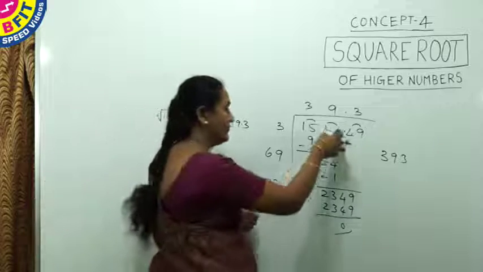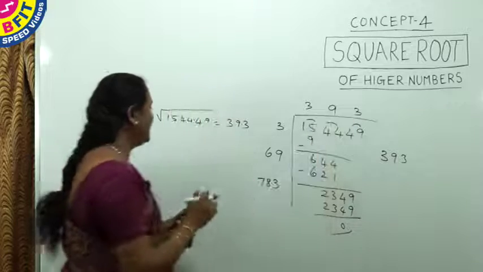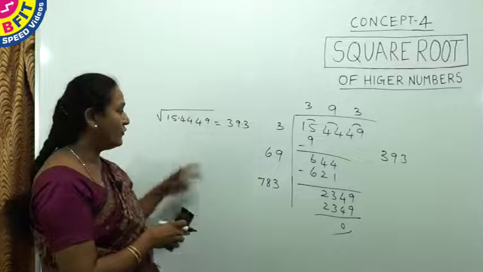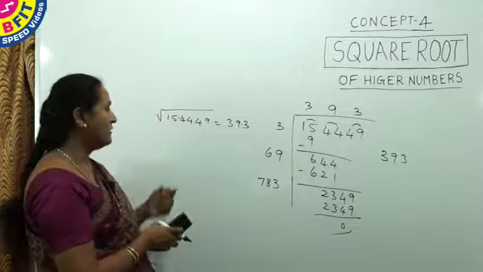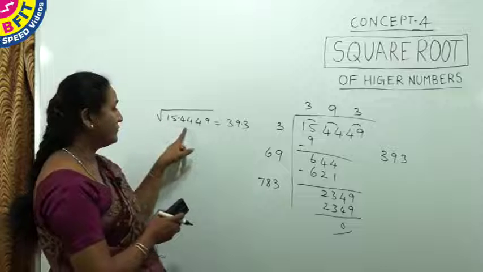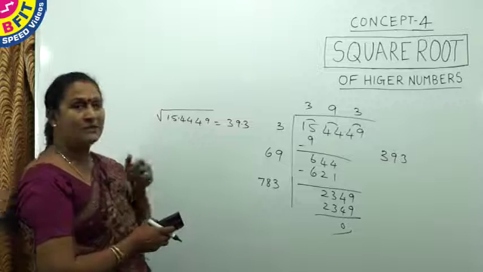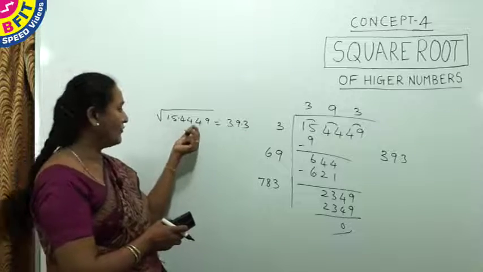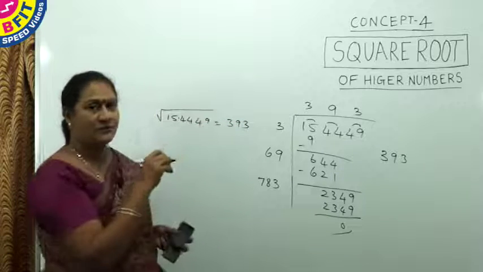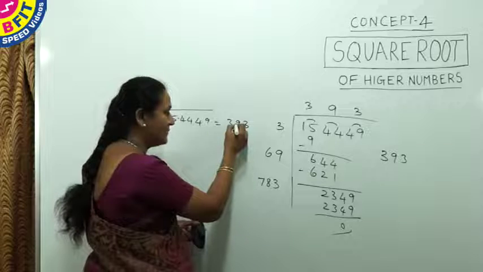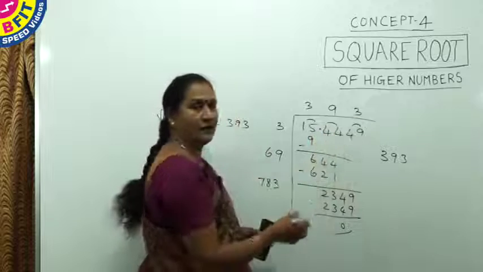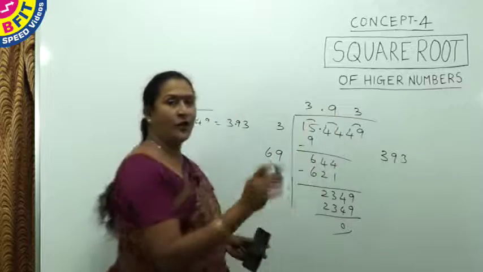Say suppose we have the decimal after 4 places, from right to left. What will be the answer? We have 4 decimal places, so we can use this answer. The root of 15,449 is 393, so what will be the square root of 15.4449? We have 4 decimal places, so the square root will have half the number of decimal places, that is 2 decimal places. So for the decimal number 15.4449, the answer is 3.93.